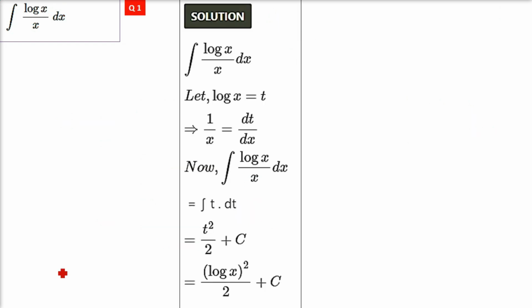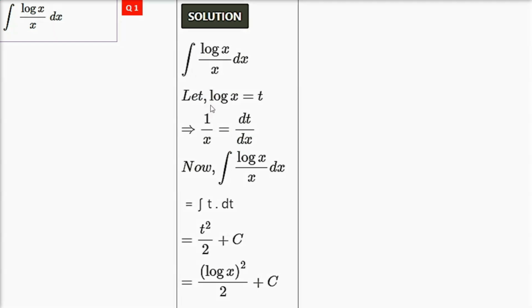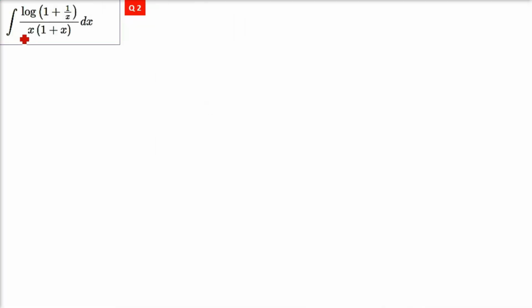So this is how you are going to solve it. The words like let, now, all these have to be written. Now here also, if you see, we have log of 1 plus 1 by x. And if we equate it to t, we are going to get the denominator. How? Let us take t equals log of 1 plus 1 by x.